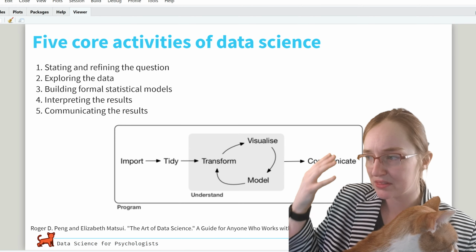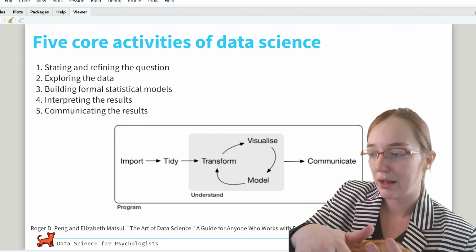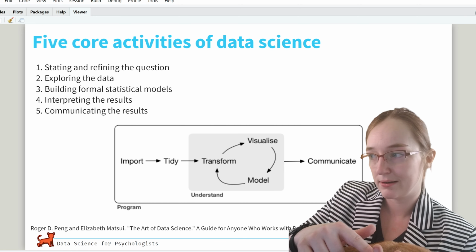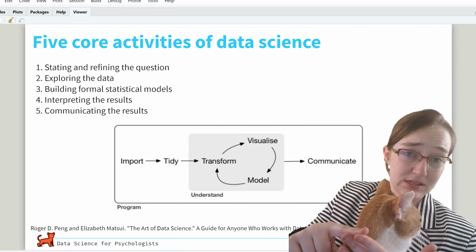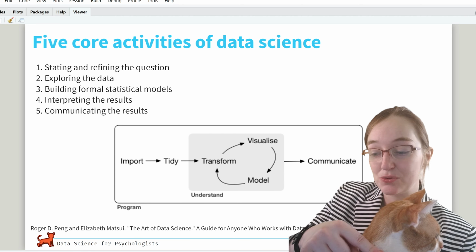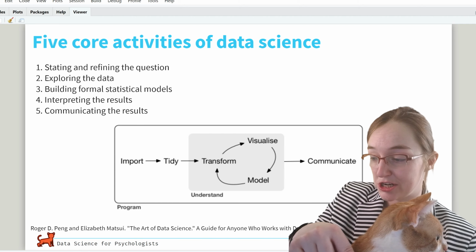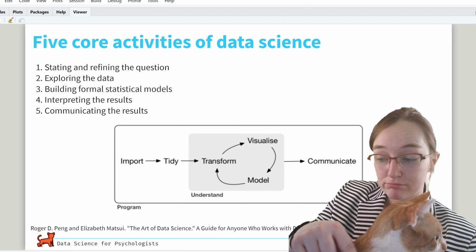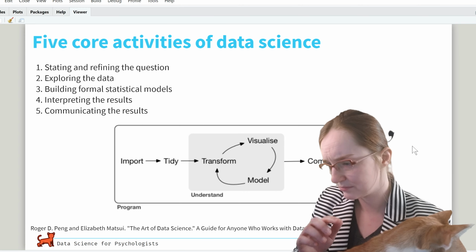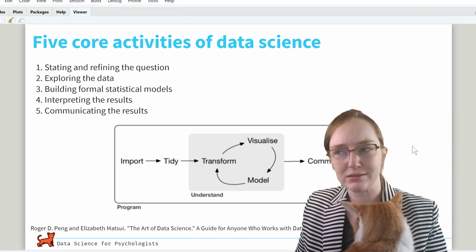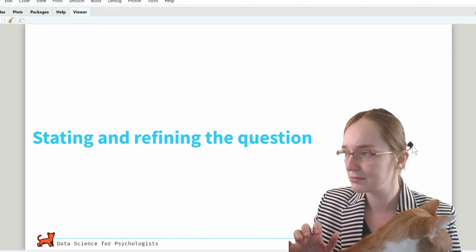But the 5 steps are stating and refining our question, exploring our data, building formal models, interpreting our results, and communicating those results effectively. I definitely encourage you to check out The Art of Data Science, a guide for anyone who works with data. It's pretty helpful and is the basis for chunks of these slides.